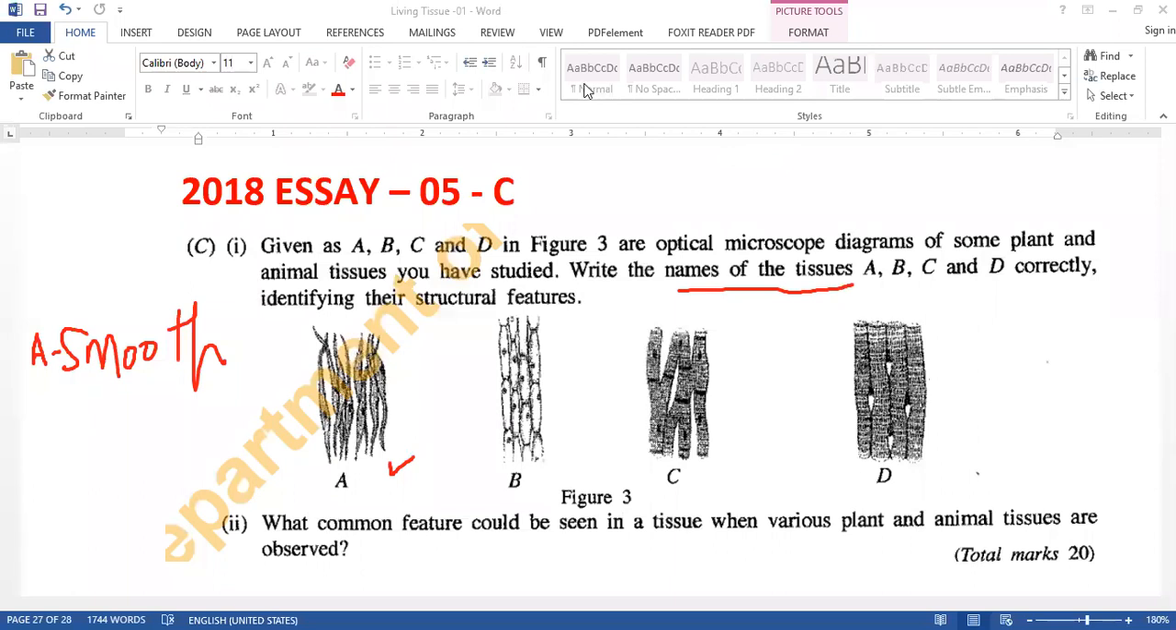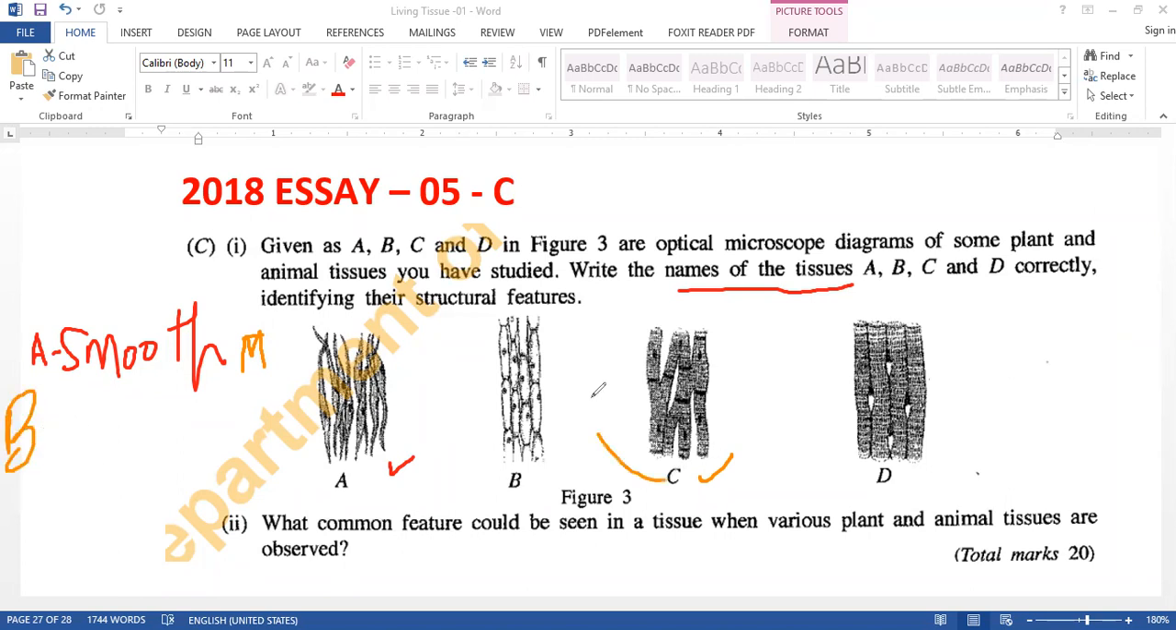So if you look at this one now, this C1, this one would be what? What type of tissue? It's an animal tissue. Look, this one is a branch tissue. So we have studied only one tissue which is a branch tissue. You should write something like smooth muscle tissue, not just smooth muscle cell. That's very important.